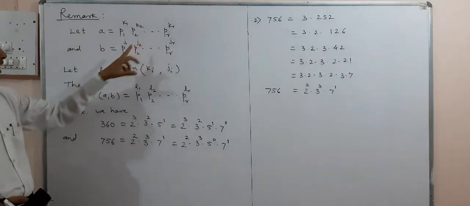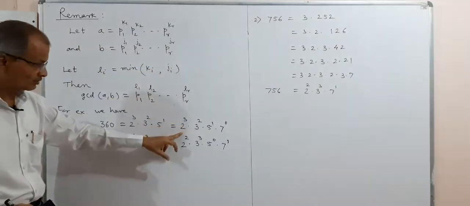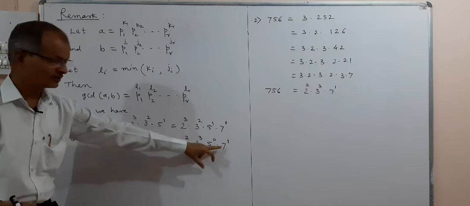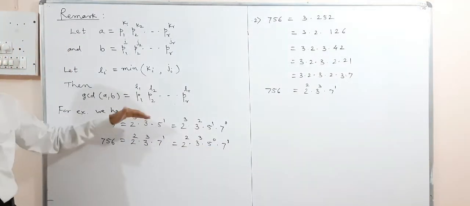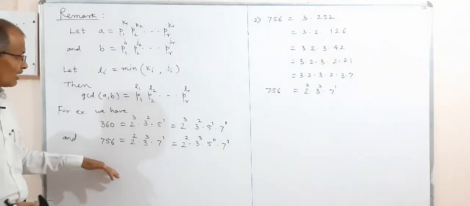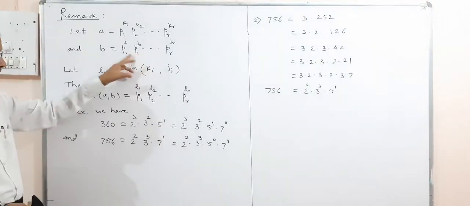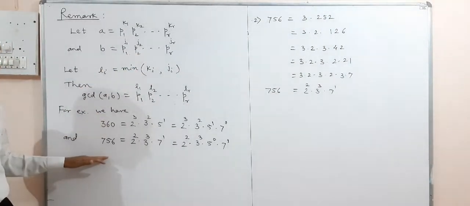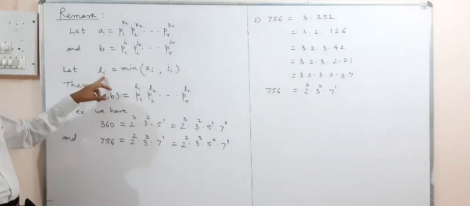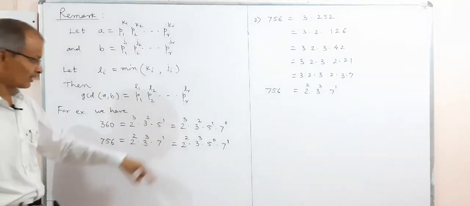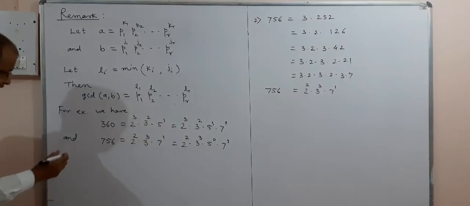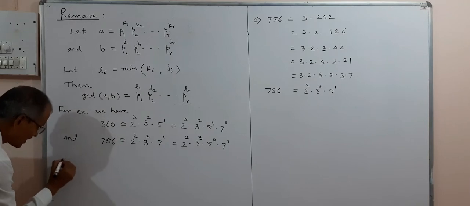P1, P2 up to PR, the same primes 2, 3, 5, 7. So this can be done for any two integers A and B, if a few primes divide either A or B. And now what we have to consider, Li is the minimum of the powers. Now, GCD of 360 and 756.